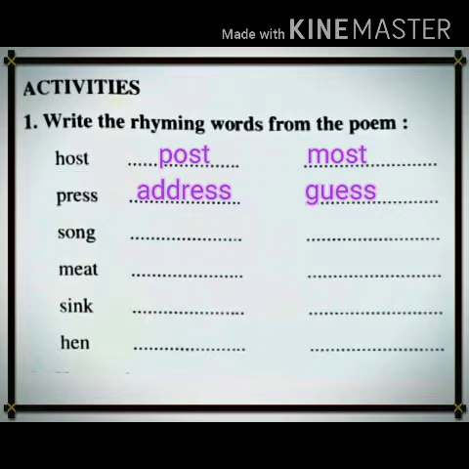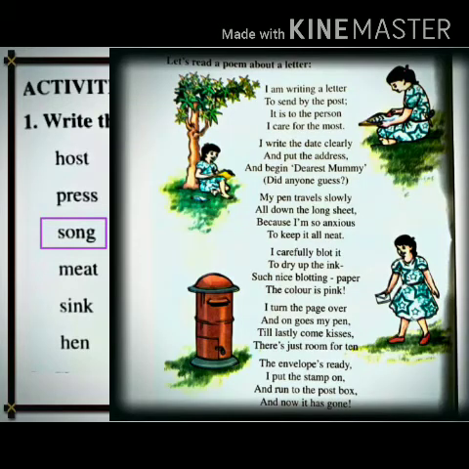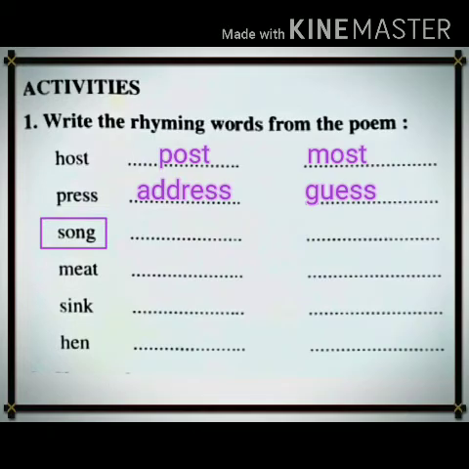Okay, students? Now the third word is song. Let's find its rhyming words from the poem. Let's read the third stanza. My pen travels slowly all down the long sheet. Now notice this word, long. Song, long. So long is a rhyming word for song as both have the same end sound. And after going through this poem, we cannot find any other word that rhymes with song. So we will write only one word, that is long.